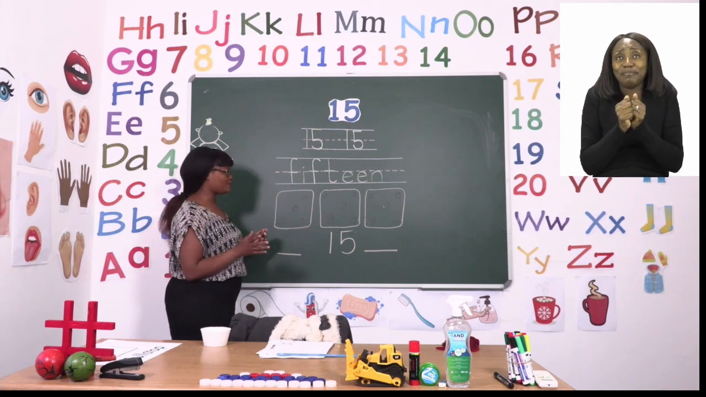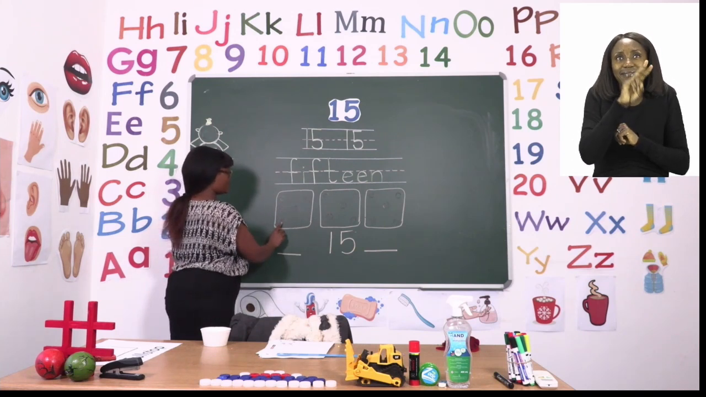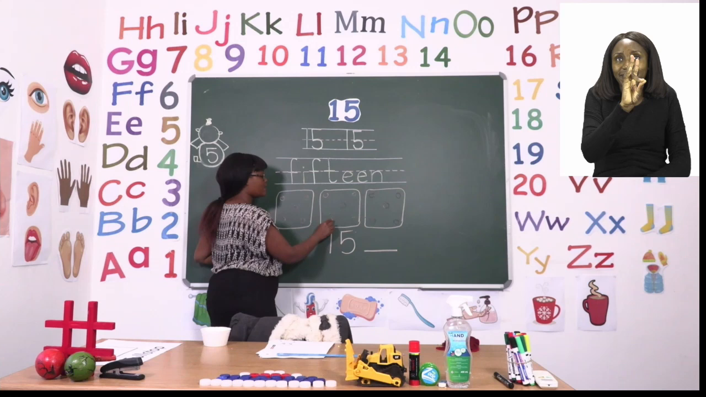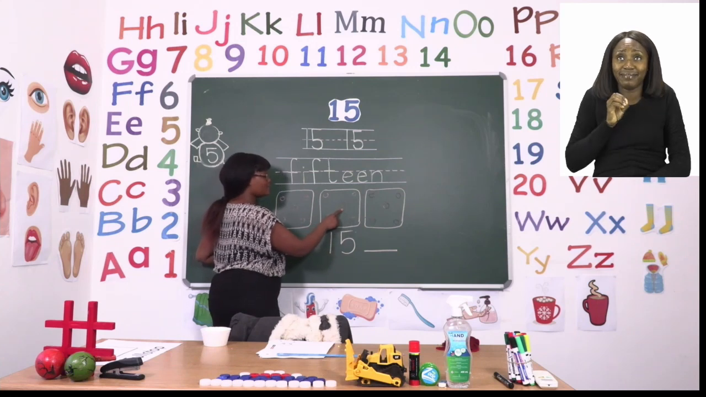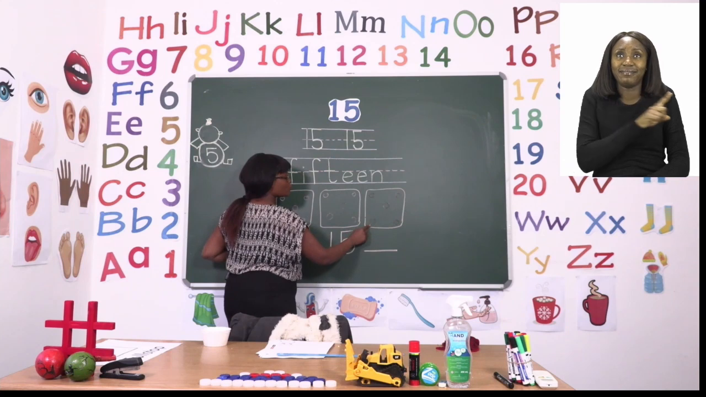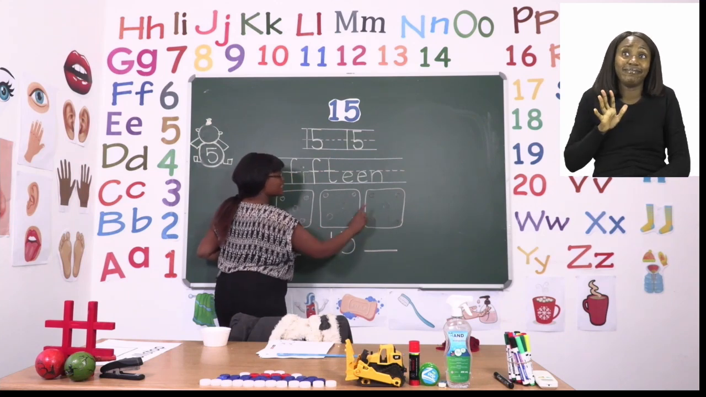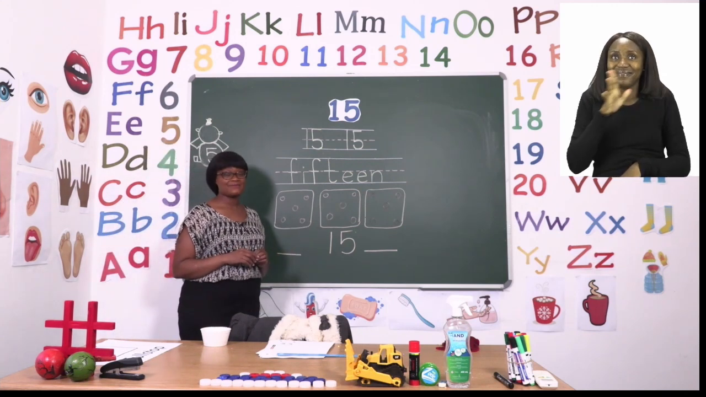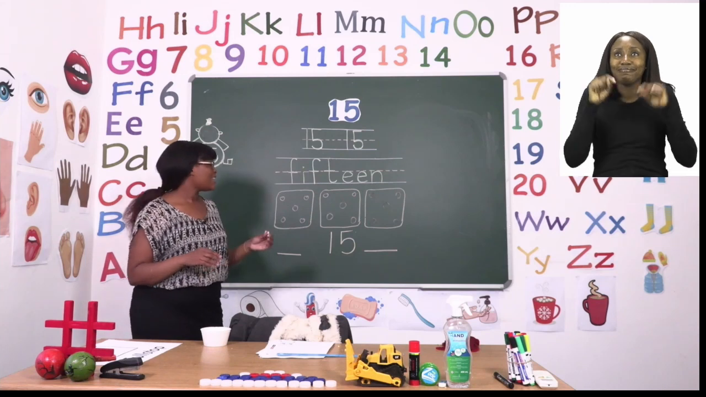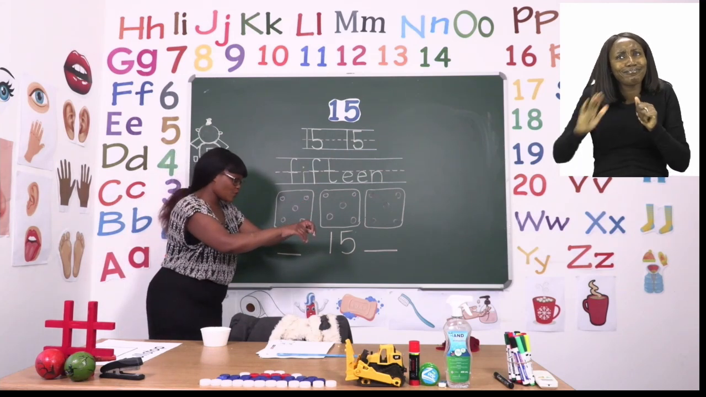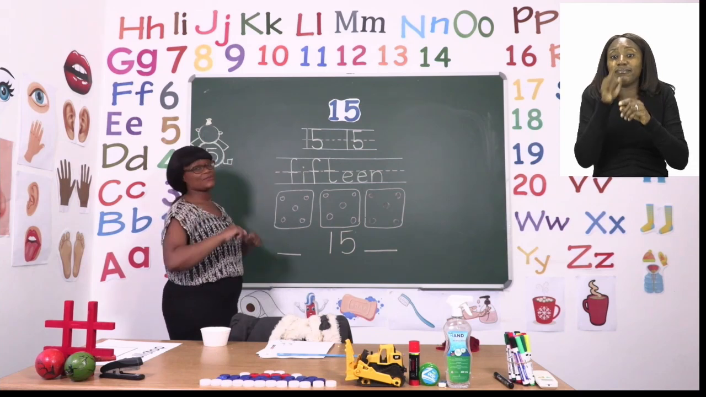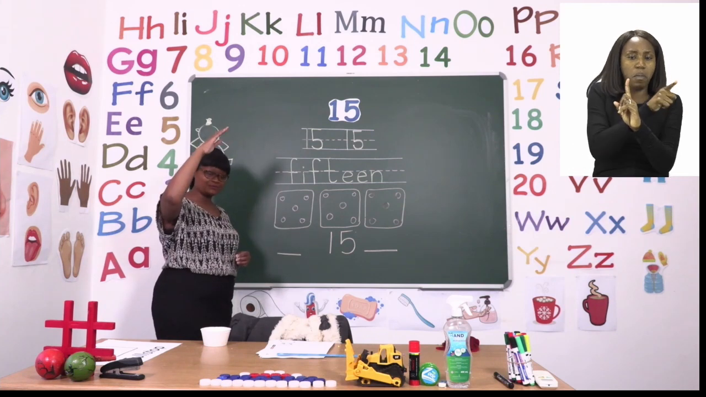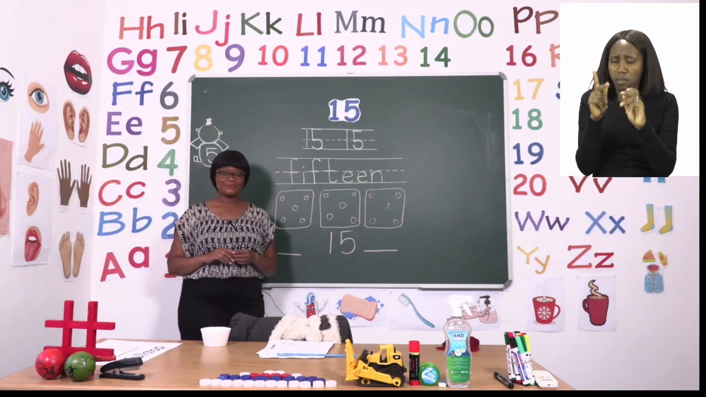Let's count them all together. 1, 2, 3, 4, 5. Let's count on 6, 7, 8, 9, 10, 11, 12, 13, 14, 15. So we have managed to draw 15 dots. The last thing we're going to do together is to find the number before 15 and after 15. We're going to start counting from the number 10, going up. Are you ready? Let's go.